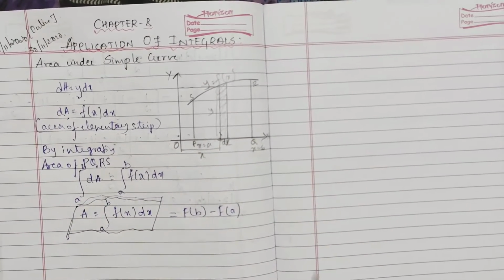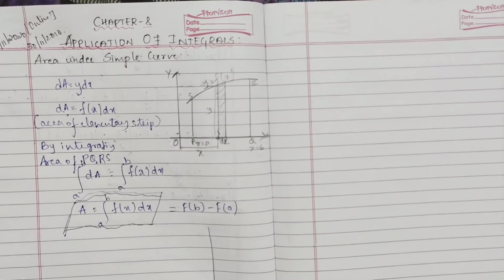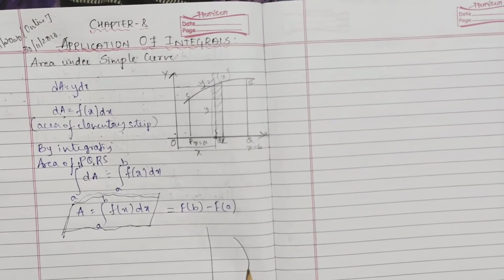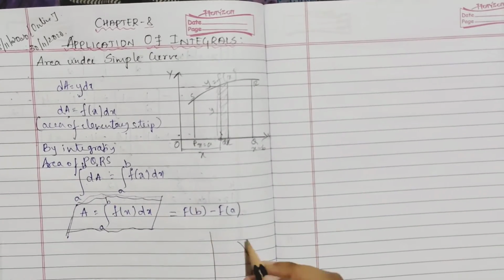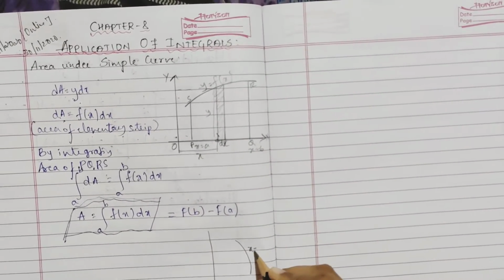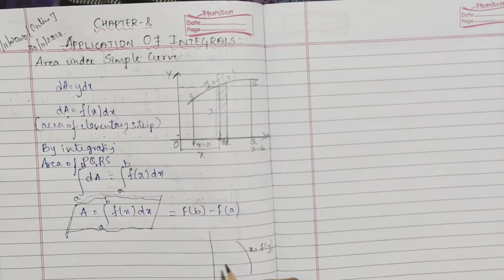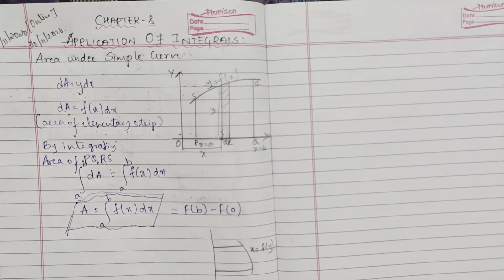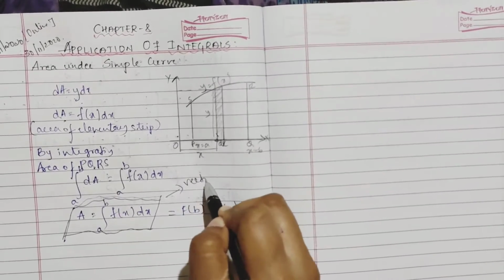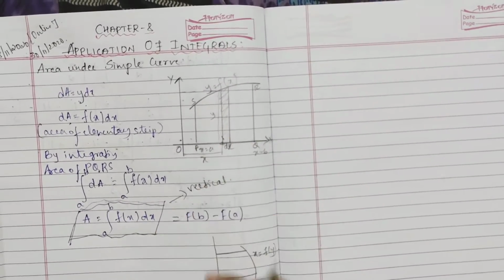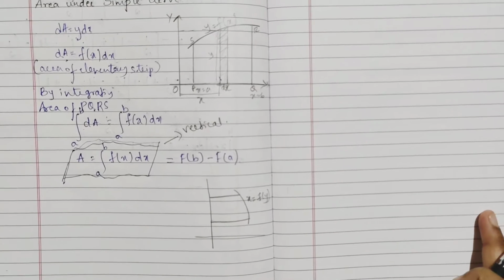Now suppose you have this curve. Here you have a curve with respect to the x axis. Now for the y axis, here x is equal to f of y. As you can see, this is a vertical strip, which we had considered and used to find the area. If it is horizontal, how will you do it?